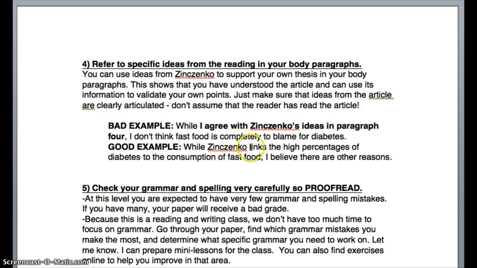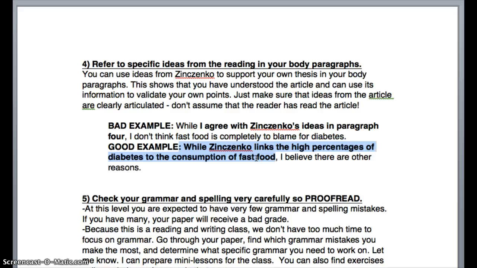"While Zinczenko links the high percentages of diabetes to the consumption of fast food, I believe there are other reasons." This is stating clearly what Zinczenko's opinion is, right there, okay? And then it's offering your opinion. You're using the author's opinion, its specific idea from the article, to then give your own opinion. This is a technique you're going to do over and over in your papers, especially your research paper, when you're using evidence.